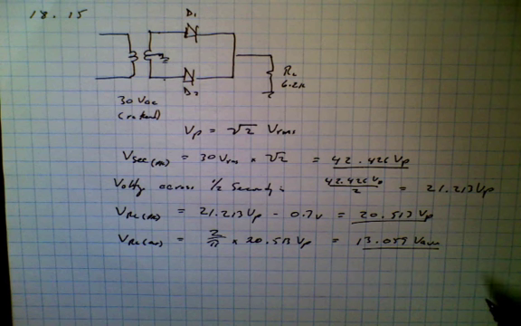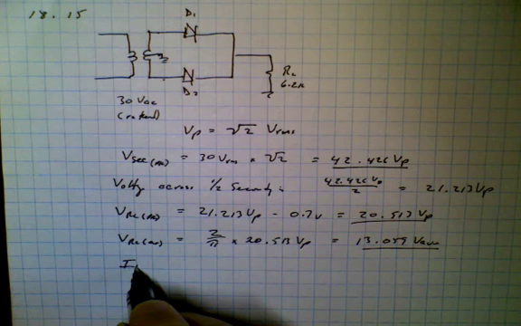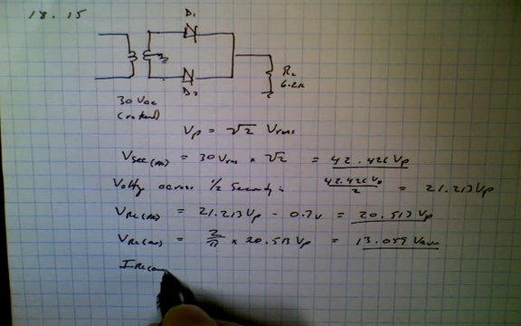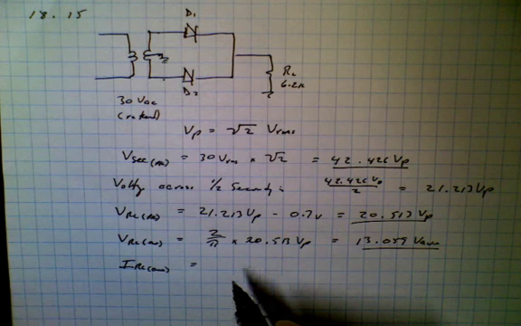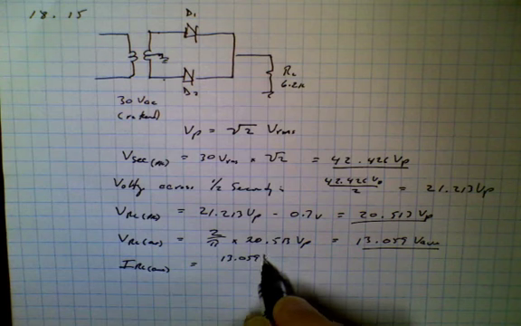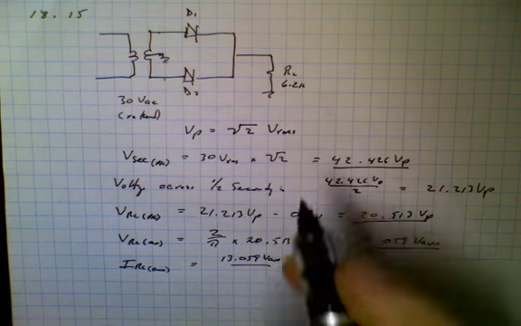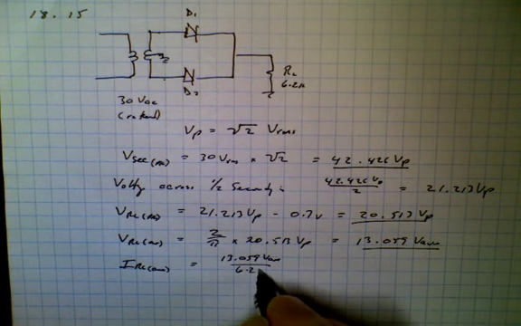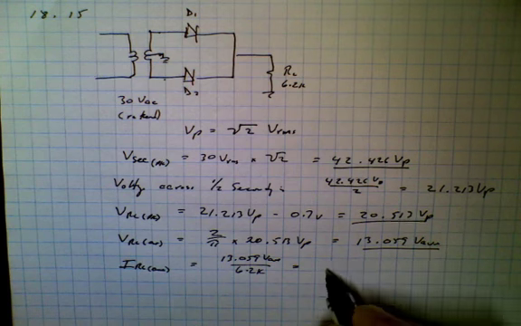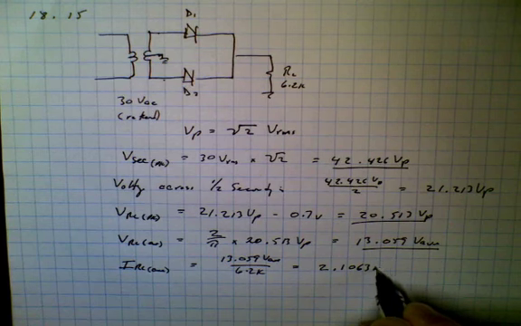Now to find the average current, we simply apply Ohm's law. Current through the load, RL, average, is equal to, applying Ohm's law, 13.059 volts average divided by that resistance, 6.2K, which is equal to 2.1063 milliamps.